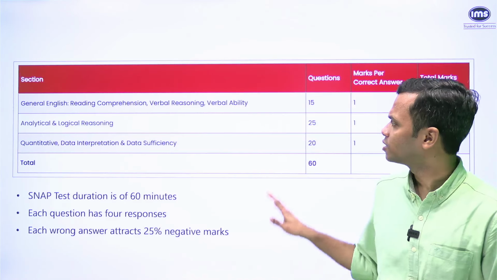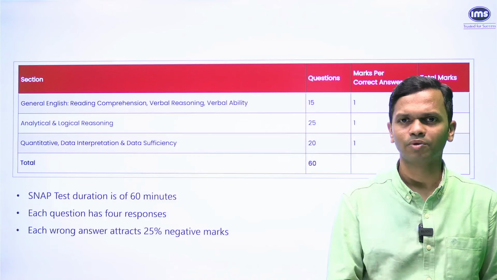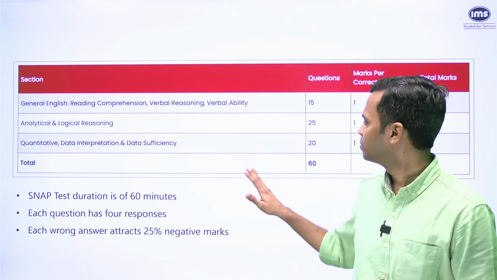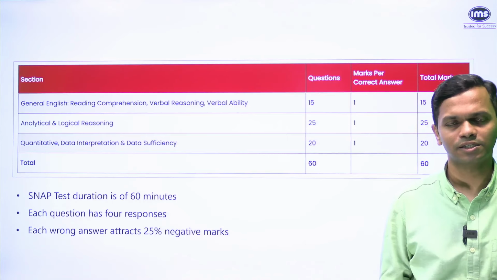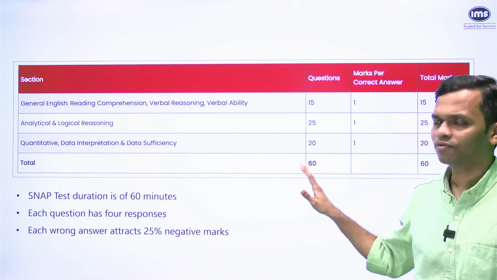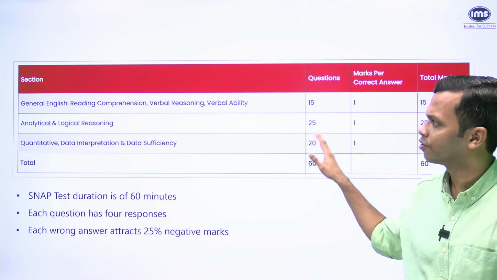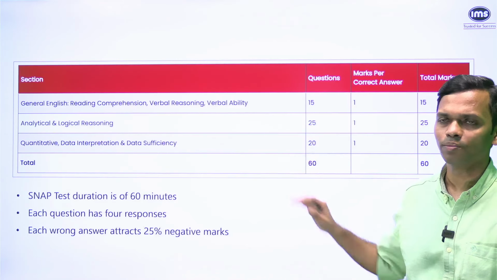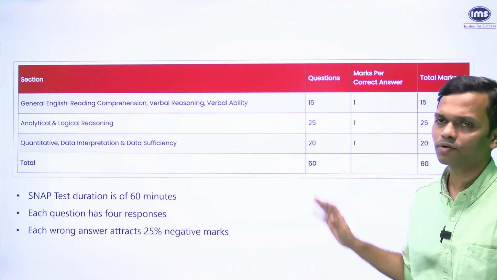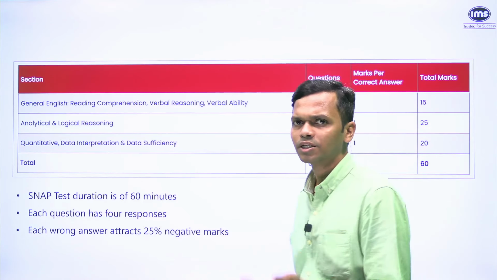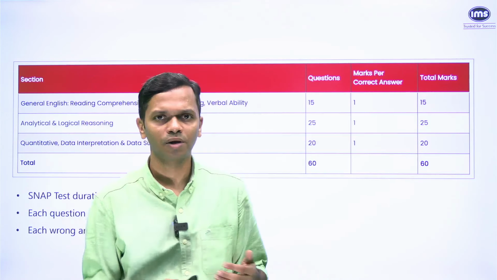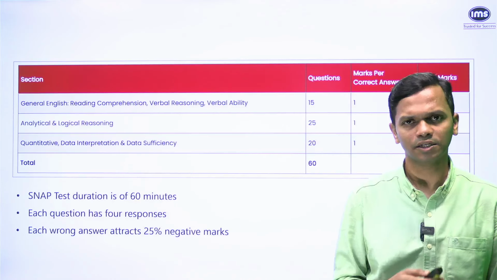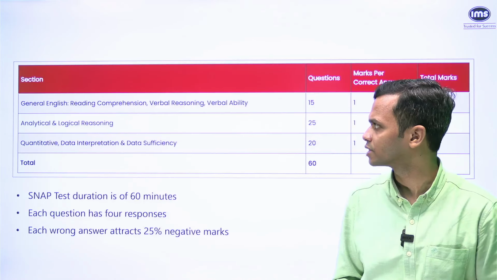So SNAP hasn't changed the format, whatever they have been following for the last several years. They have continued the same format. It means that you're going to have 60 minutes and 60 questions. The questions are bifurcated as general English, you have 15. Analytical and logical reasoning, you have 25, which is the dominant section. And for quant, you have 20 questions. So you have 60 minutes, 60 questions. The marking scheme is +1 minus 1/4, right? So there is 1/4 negative marking throughout all the sections of the test.